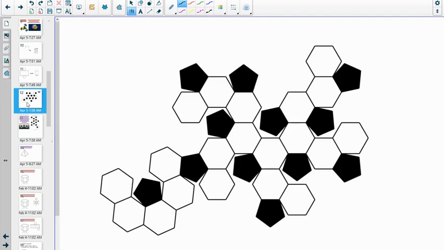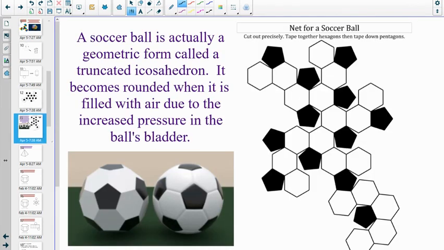Here's another fun example of a net that could be folded into a three-dimensional figure. Think about folding this one up, taking all those little pieces and folding them up around each other. You're probably imagining what this looks like. I know that many of you have seen this shape before. This is actually the net of a soccer ball. Imagine if you took a soccer ball and all along those seams, if you took that thing apart.